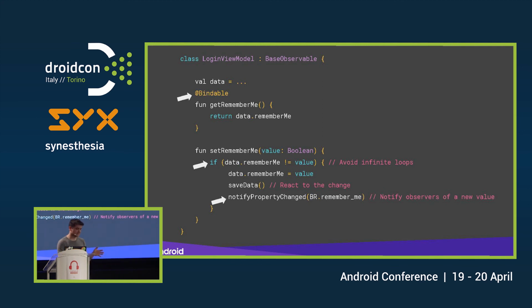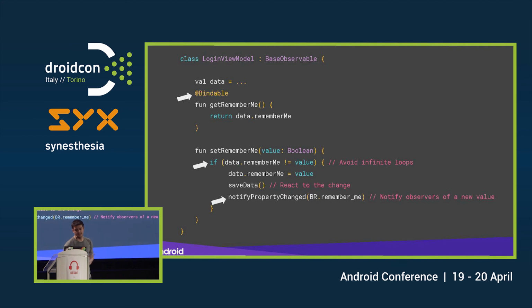There is a very important concept in two-way data binding, and that is to avoid or to break infinite loops. The problem is, if the data changes, then the layout is going to change, which is going to trigger a call to the setter, which is going to change the data, which is going to change the layout, et cetera, et cetera. So you have to break that chain somehow. A good place to do that is here in the setter. So what we do is we check for a change. If the value is different, then we change the backend field, we save data, maybe we save to the database or something like that, and then we notify that the property changed so that the getter is called and the UI is updated.